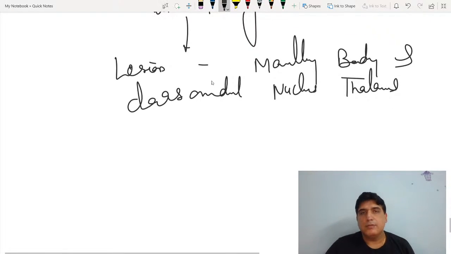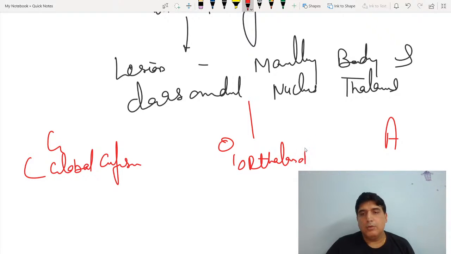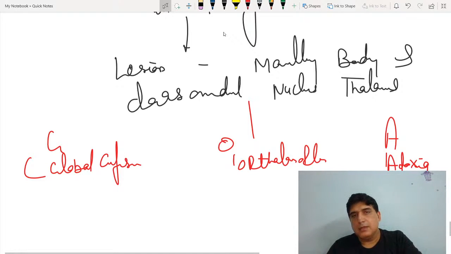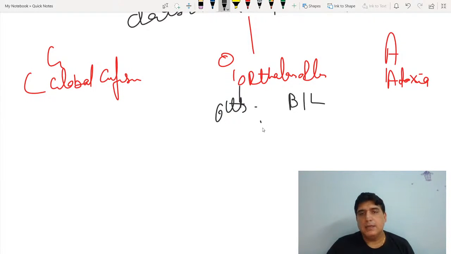Because of that, we have three symptoms. What symptoms? Global confusion, ophthalmoplegia, and ataxia. So remember one thing, ophthalmoplegia we have due to what? 6th nerve palsy, and there is a bilateral lateral rectus palsy.